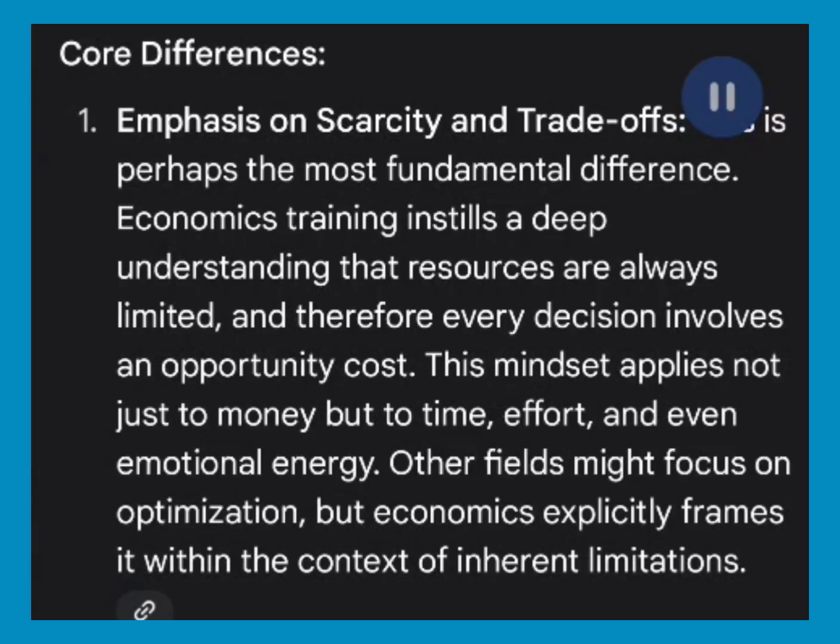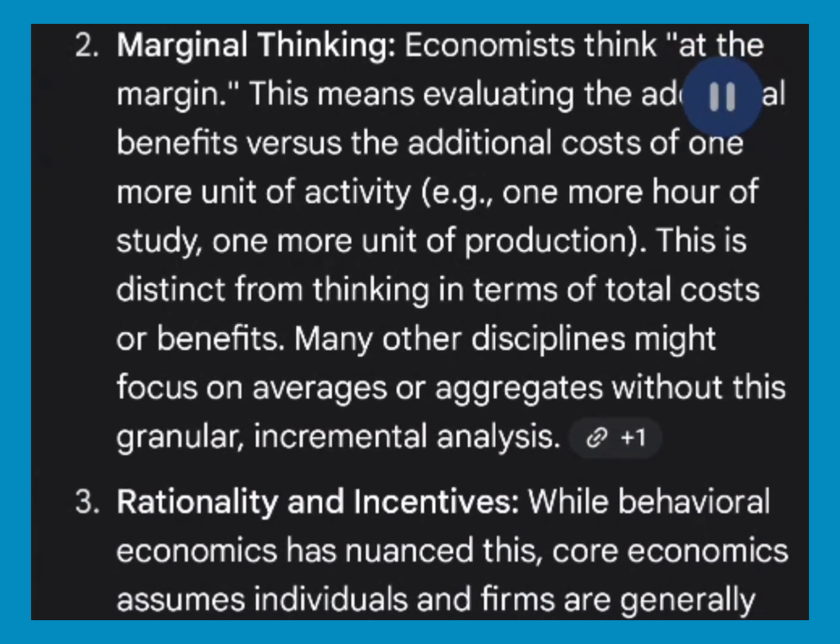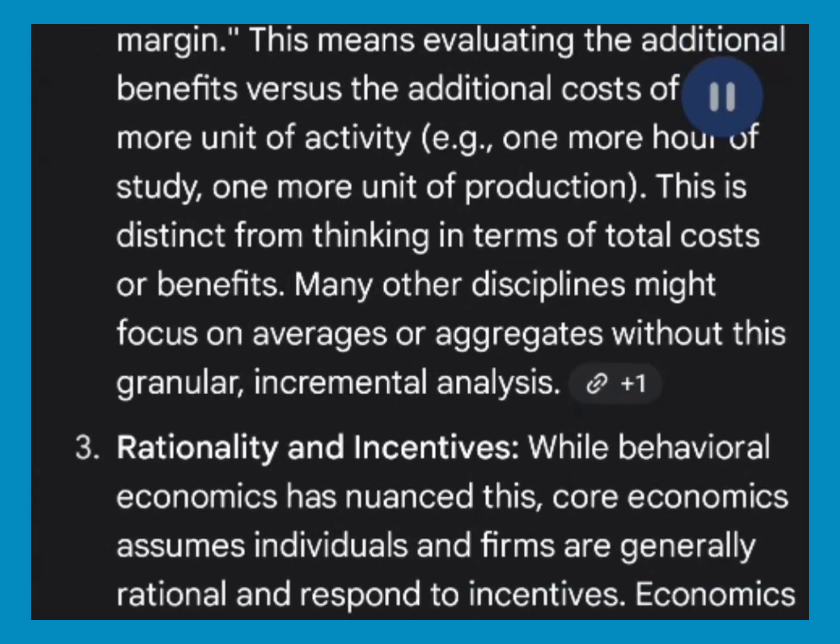Other fields might focus on optimization, but economics explicitly frames it within the context of inherent limitations. 2. Marginal thinking. Economists think at the margin. This means evaluating the additional benefits versus the additional costs of one more unit of activity, e.g., one more hour of study, one more unit of production. This is distinct from thinking in terms of total costs or benefits. Many other disciplines might focus on averages or aggregates without this granular, incremental analysis.